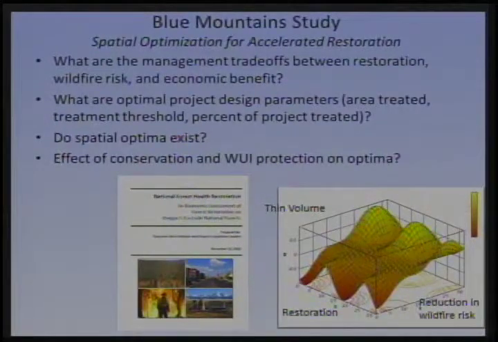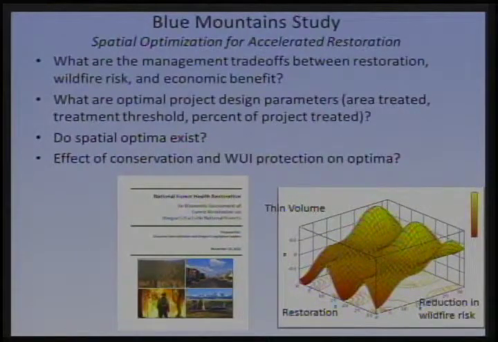Specifically, what are the management trade-offs between restoration, wildfire risk, and economic benefit, and what are the optimal design parameters? For instance, area treated, treatment threshold, percent of project area treated. Do we have spatial optima, and what's the effect of conservation and WUI protection on these optima?